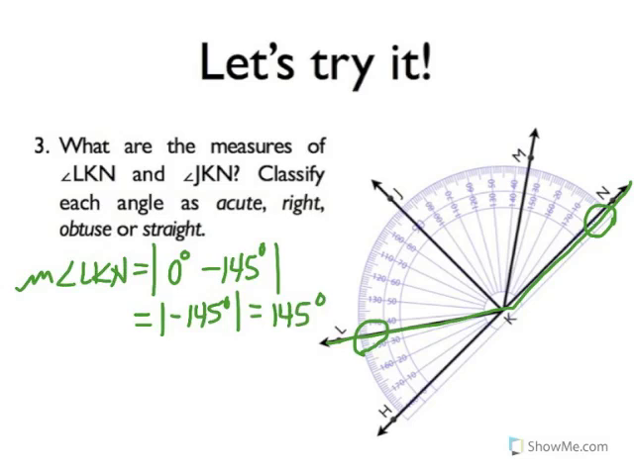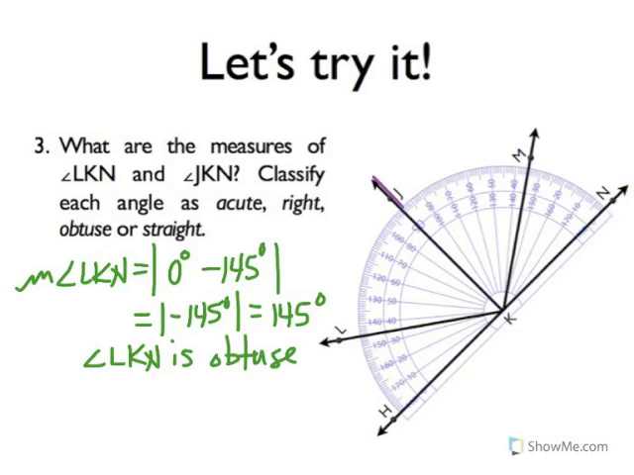145 degrees. The whole purpose of the absolute value is to make sure that we never have a negative angle measure, just like we never have a negative distance. Because the measure of angle LKN is between 90 and 180, angle LKN is obtuse.